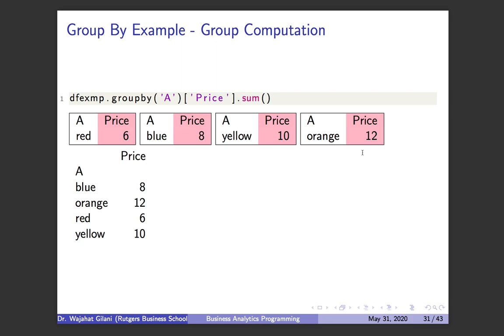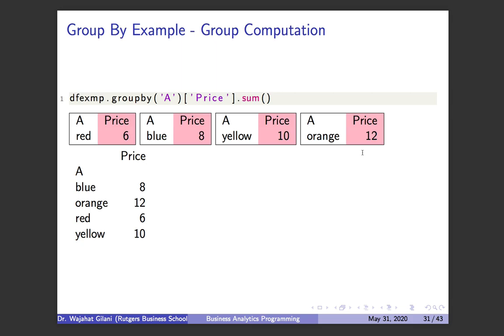Okay? The results come back at you as a series, right? Just like I said before. Value counts gives you a series, that's a function. All the group by commands give you a series as well. All right? So you get the series back.